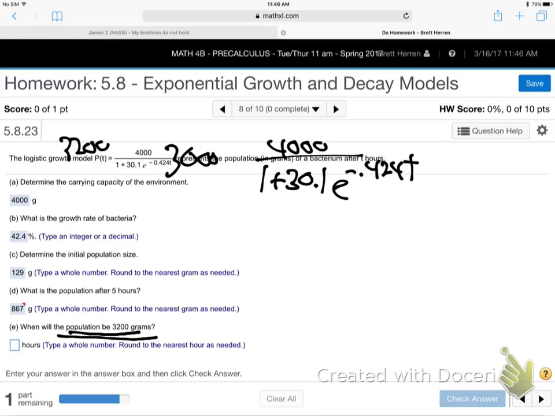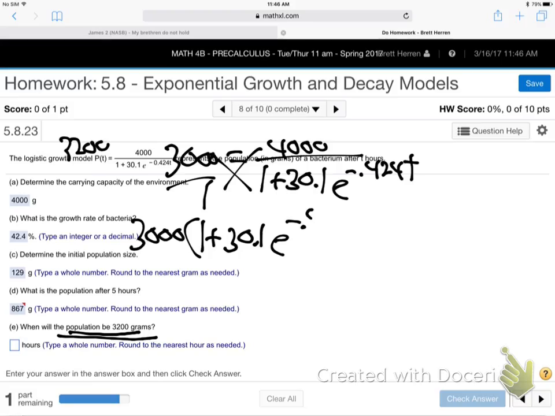Yeah, I just put this over 1 and cross multiply. Same thing. Yeah, multiply by the denominator, basically, you're right. Does that make sense? Whenever you have a whole number on one side, fraction on the other, put it over 1, diagonal, cross multiply. So we get 3,000 times 1 plus 30.1 e to the minus 0.424t equals 1 times 4,000. We good to there so far?